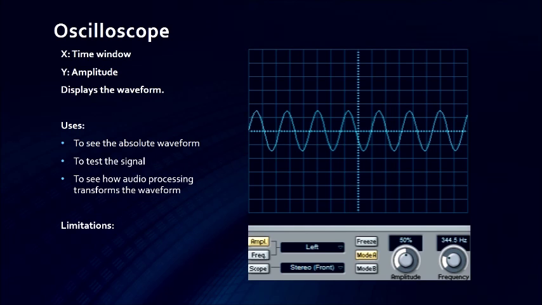So the oscilloscope is used to see the absolute waveform for signal testing and for checking for technical details in a line, and also to see how audio is processed from waveforms. The limitation is that you can't see the frequency directly, and you can't see the evolution of time.